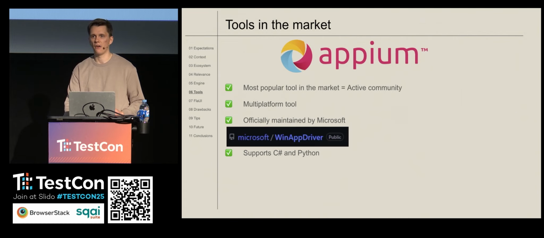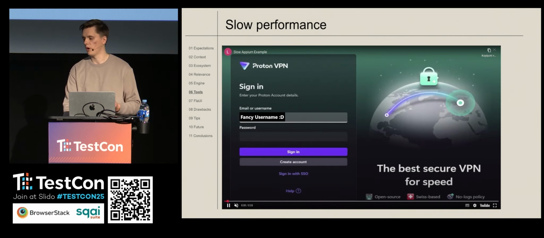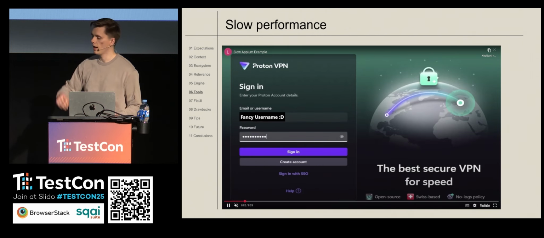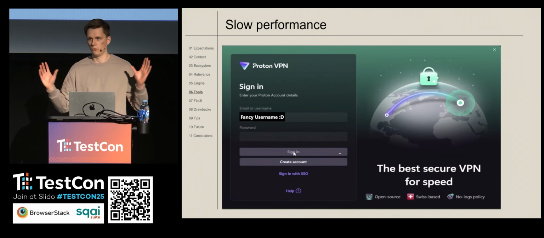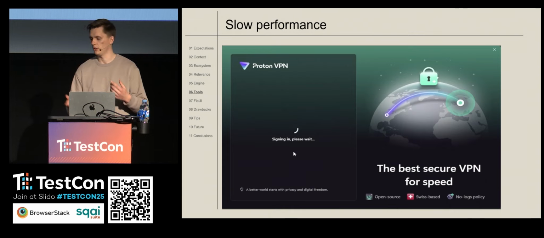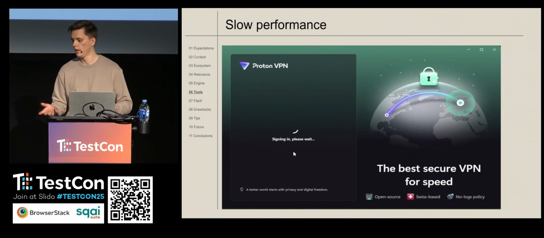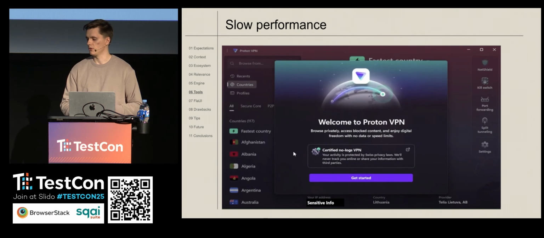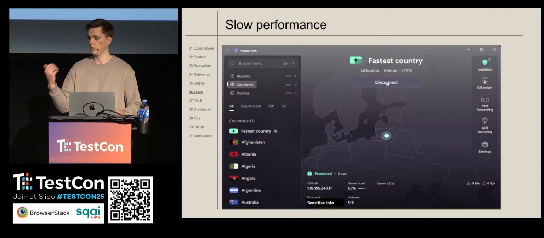And even if we have those advantages, this type of automation, this framework is not scalable. The first problem that we have is slow performance. You can see here we are entering credentials. So far, performance is okay. We are waiting until we are logged in. Then the modal is closed. Then we are trying to connect.